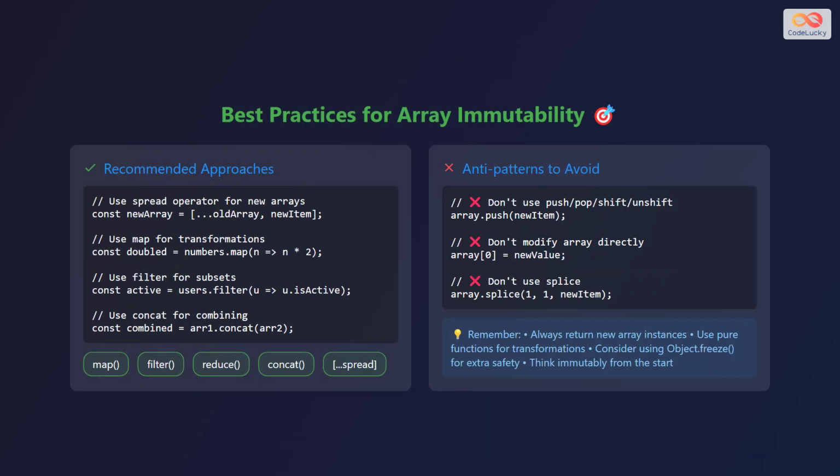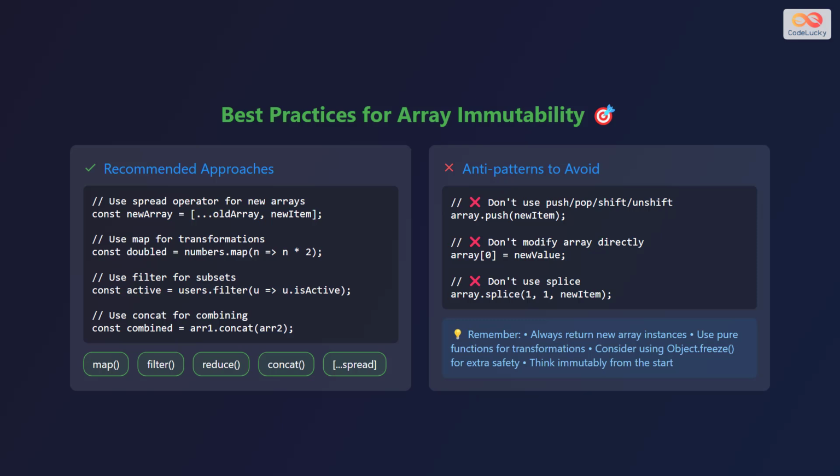Let's discuss some of the best practices for maintaining array immutability in JavaScript. Instead of directly modifying arrays, you should always create new arrays using non-mutating methods. For example, use the spread operator to create new arrays, use map for transformation of the array, use filter for creating subsets of arrays, and use concat for combining two or more arrays. These methods always return new array instances, leaving the original array unmodified.